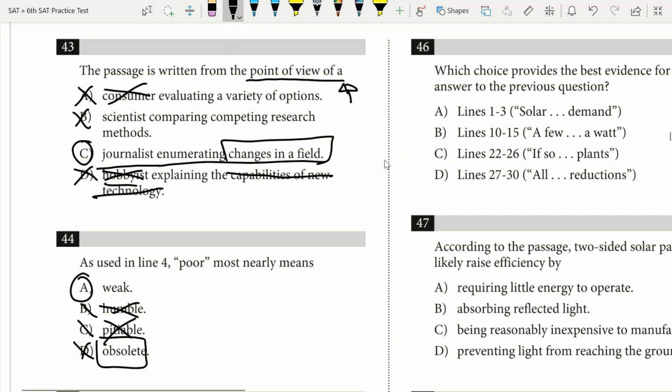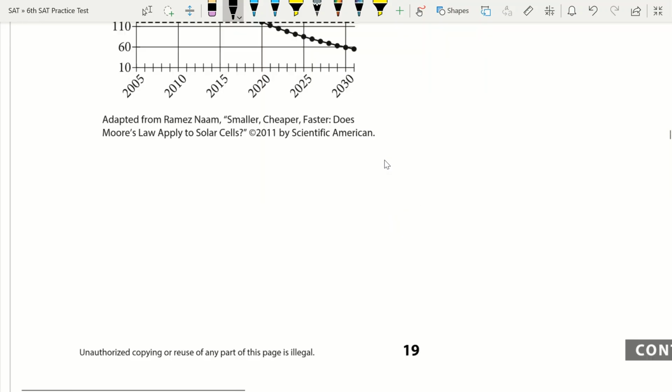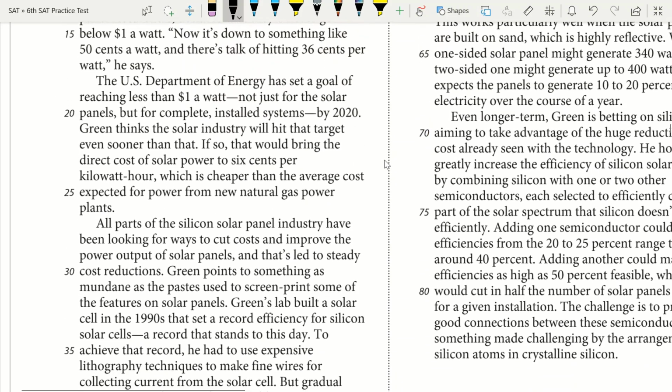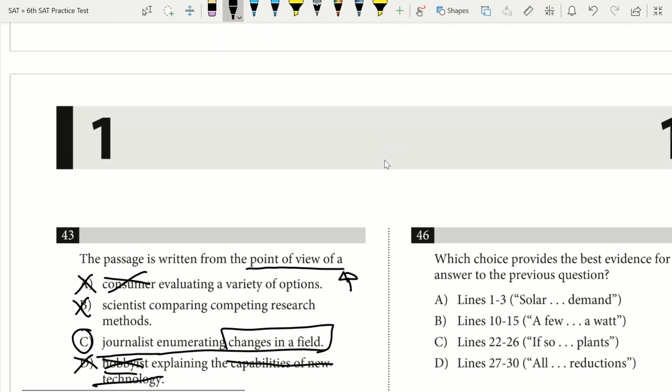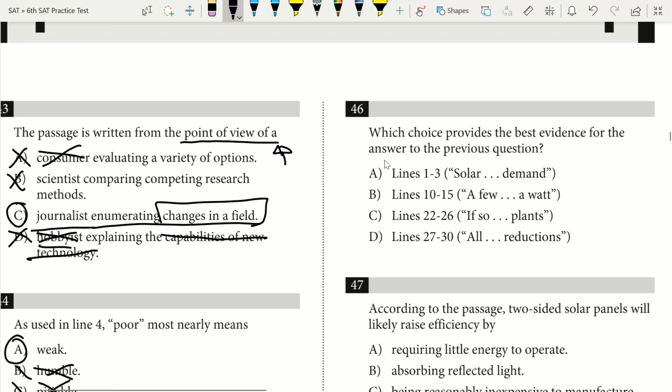46, we're asked for evidence. Okay, so that's going to be where we talk about how the cost is too high, right, and power output too low. I see that that's going to be right here. All parts of the silicon solar panel industry have been looking for ways to cut costs and improve power output of solar panels, and that's led to steady cost reductions. So I see that's from 27 to 30, so that's going to be my evidence there. Okay, so with evidence questions, always try to remember where that best evidence is. I see my answer then for 46 is going to be D.